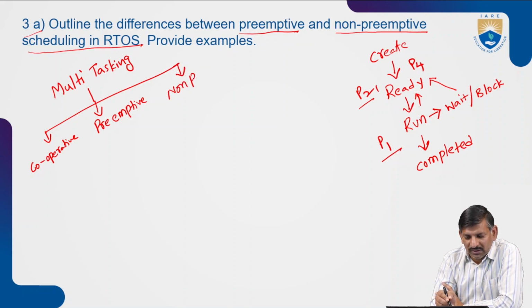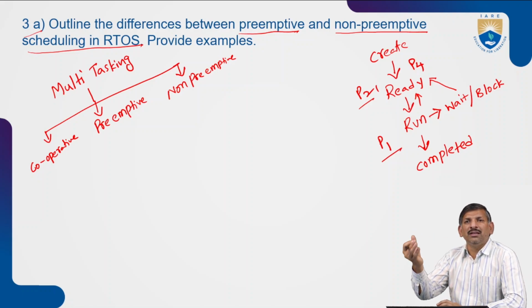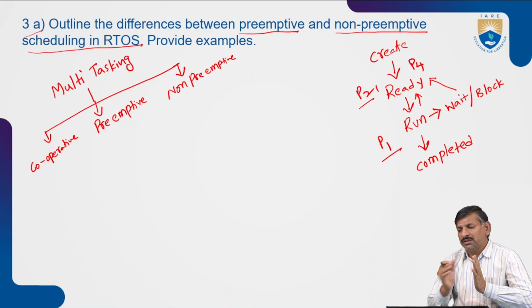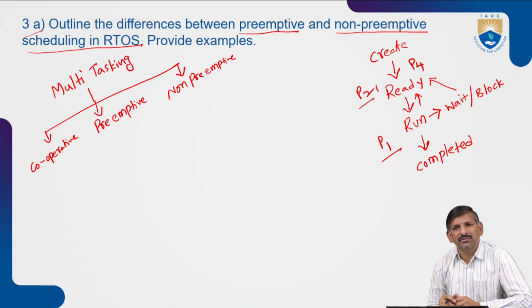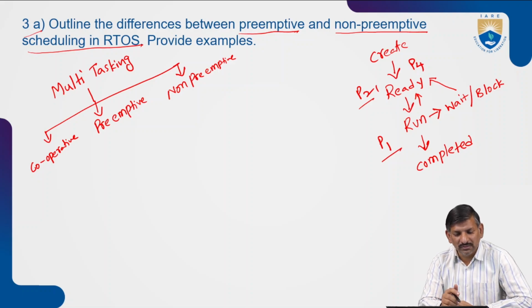Non-preemptive multitasking means that after completion of P1, only then the scheduler checks the ready state to see which process is scheduled for execution. There is a major difference between preemptive multitasking and non-preemptive.